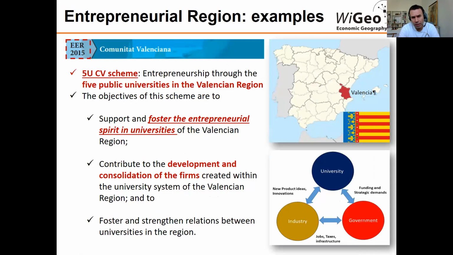Another example, and this one is different from the Brandenburg one, specifically focuses on one of the vertices of this triple helix. It intends to foster and strengthen the cooperation between the universities in the Comunidad Autónoma de Valencia in Spain. So the 5U CV scheme intends to foster entrepreneurship and entrepreneurial spirit across the universities located in the Comunidad Valenciana. So the triple helix here plays a fundamental role in fostering innovation processes.